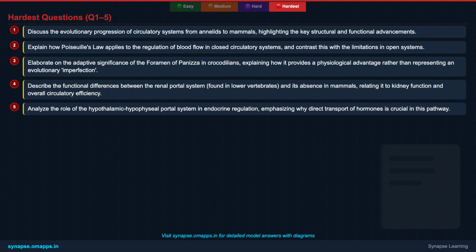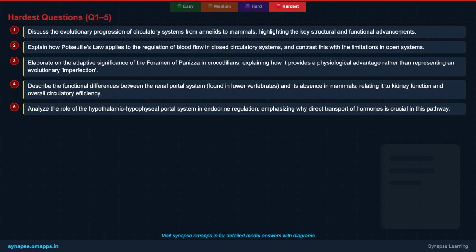Q3. Elaborate on the adaptive significance of the foramen of Panizza in crocodilians, explaining how it provides a physiological advantage rather than representing an evolutionary imperfection. Q4. Describe the functional differences between the renal portal system, found in lower vertebrates, and its absence in mammals, relating it to kidney function and overall circulatory efficiency.